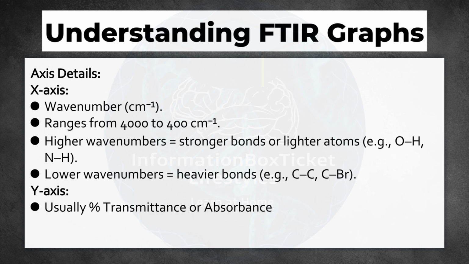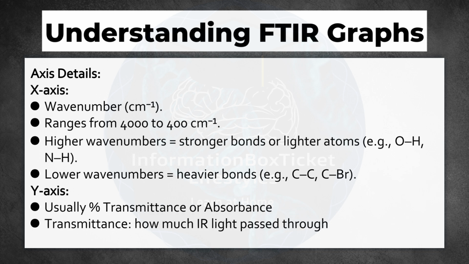Y-axis: usually percent transmittance or absorbance. Transmittance: how much IR light passed through. Absorbance: how much was absorbed by the sample.